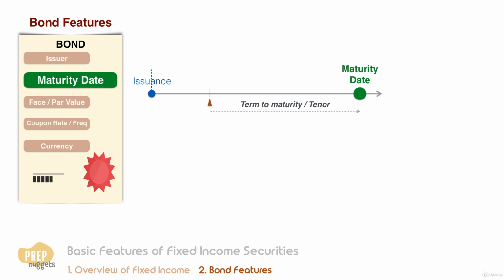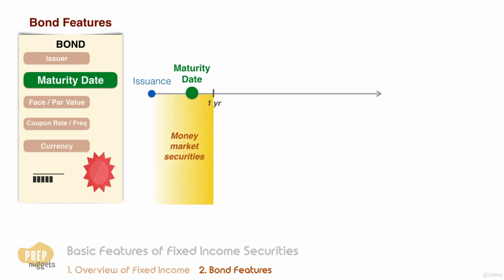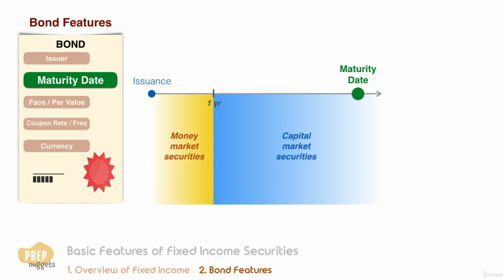When bonds are issued, their terms to maturity can be as short as 1 day or as long as 30 years or more. Historically, however, there have been bonds issued with maturities of as long as 100 years, but these are not common. Bonds with original maturities of 1 year or less are referred to as money market securities. Bonds with original maturities of more than 1 year are referred to as capital market securities.